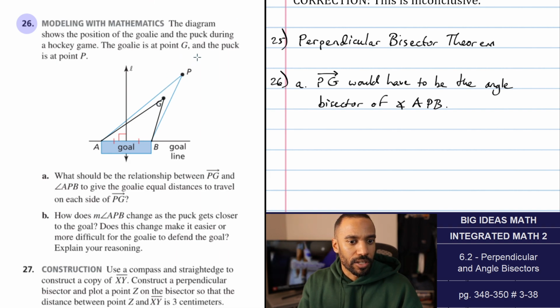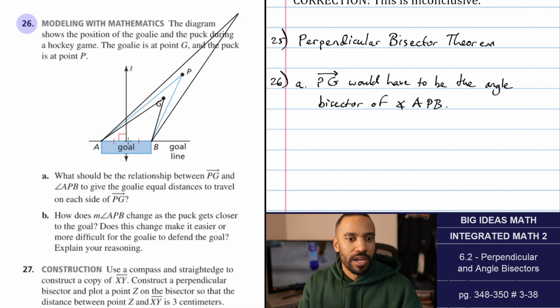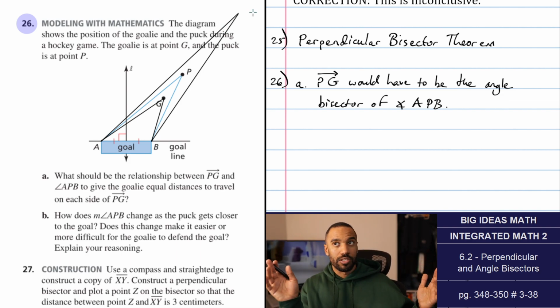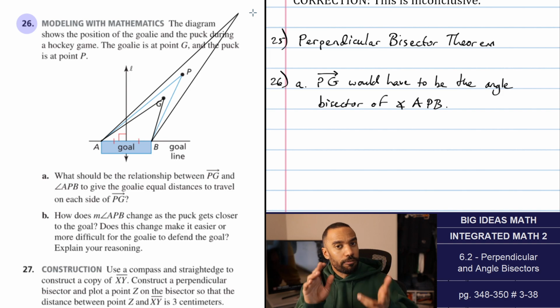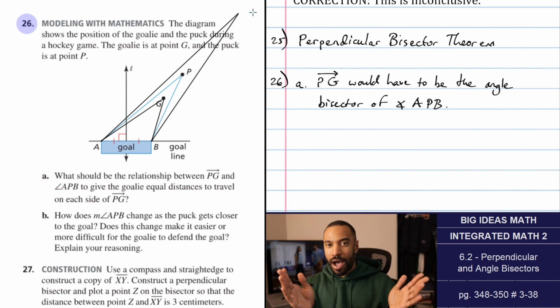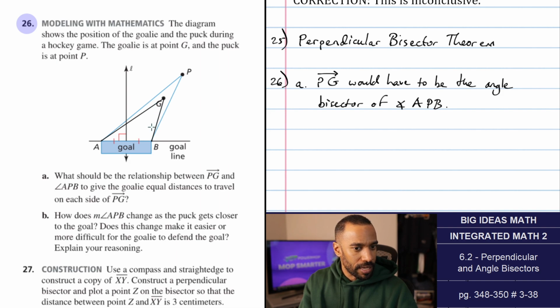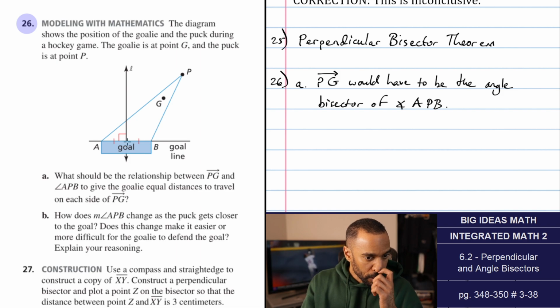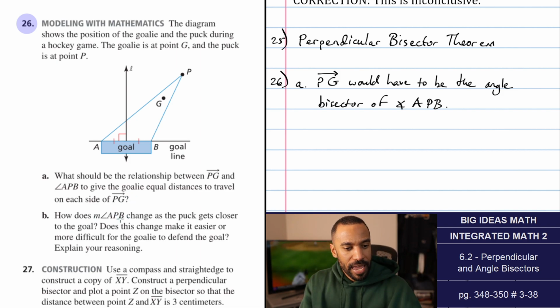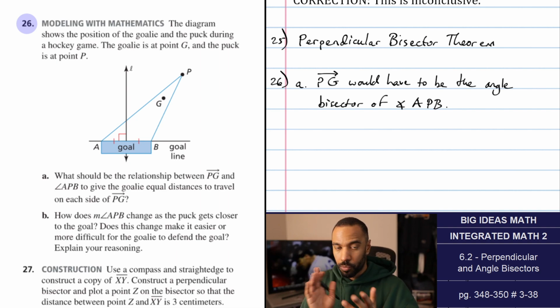Or better yet, let's go farther out. Let's say that the puck was way back here. Is this angle out here bigger or smaller? The farther away you get, the smaller the angle is. The less room for error that you have to make a wide shot and not make your goal. The closer you get, the greater the angle will be, the more room for error that you actually have. So the closer you get, the wider the angle. So how does the measure of angle APB change as the puck gets closer to the goal? It gets bigger. We're going to say that.